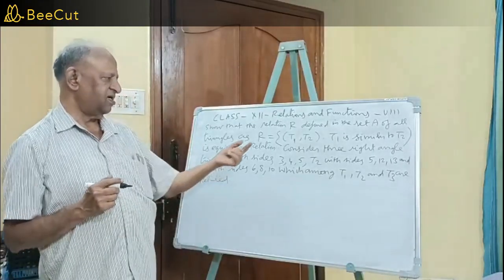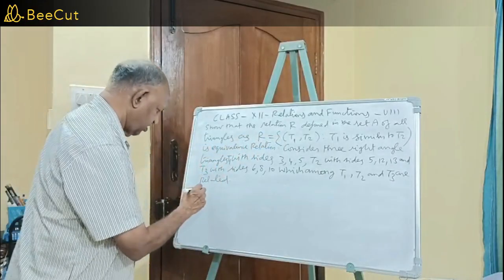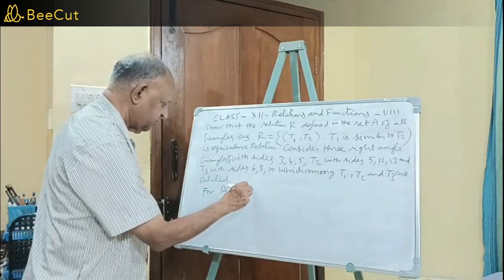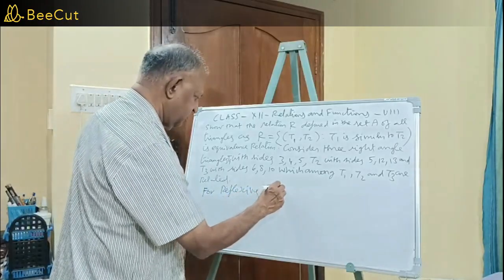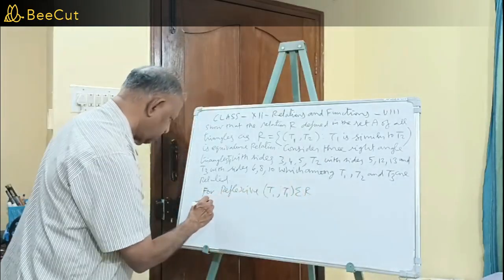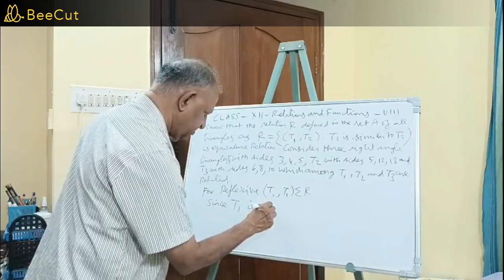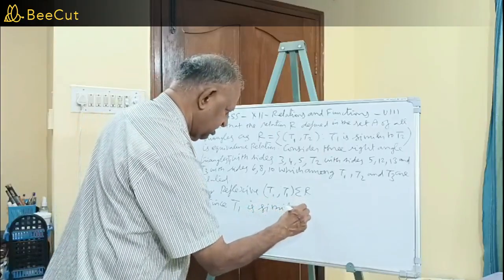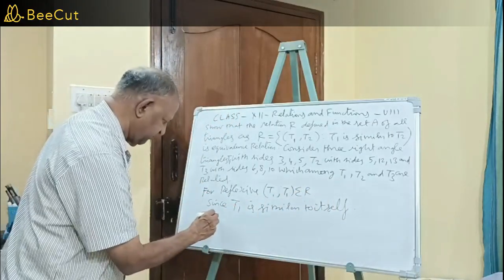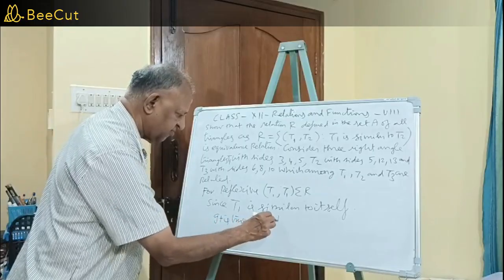For reflexive, (T1, T1) should belong to R. Since T1 is similar to itself, it is reflexive. It is true, hence reflexive.